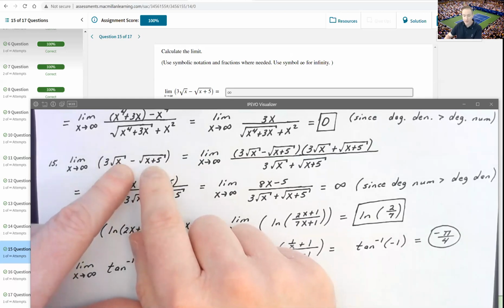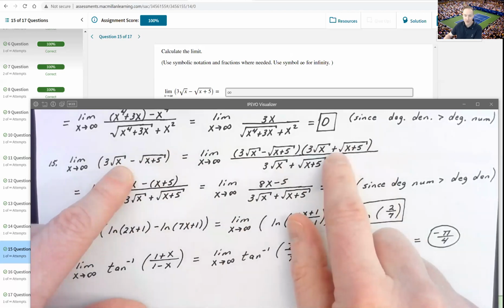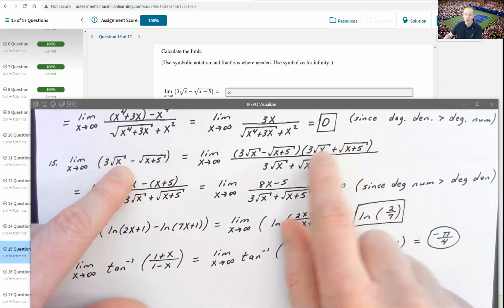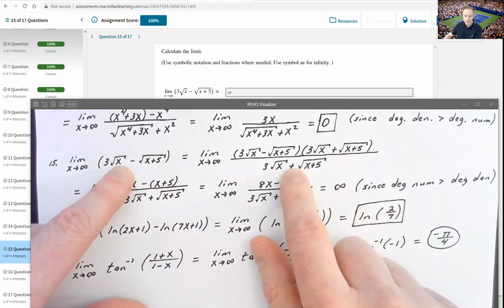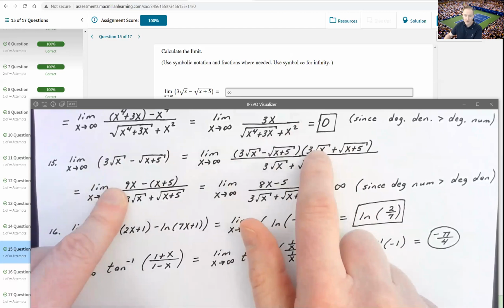In order to determine that, instead of just saying I don't know, you multiply by the conjugate. So I take the exact same two terms with the opposite sign in between and multiply by it. Of course, I have to divide by that term as well. In the numerator, I simplify. 3 root x times 3 root x is 9x to the first.